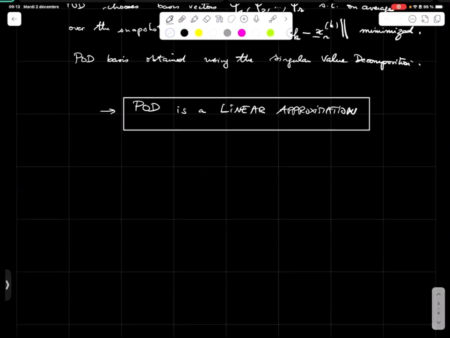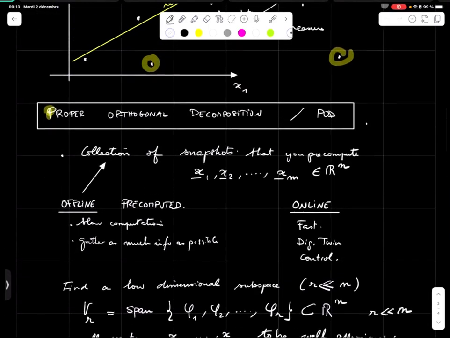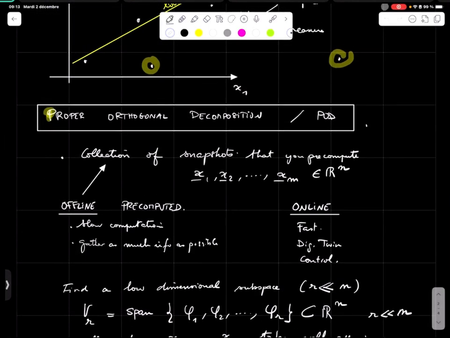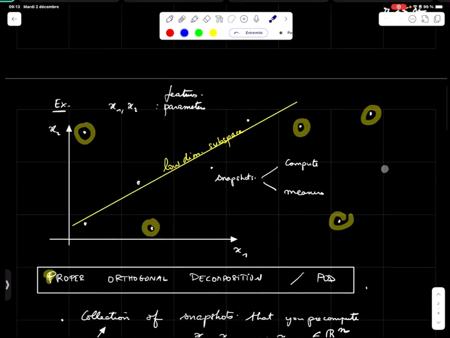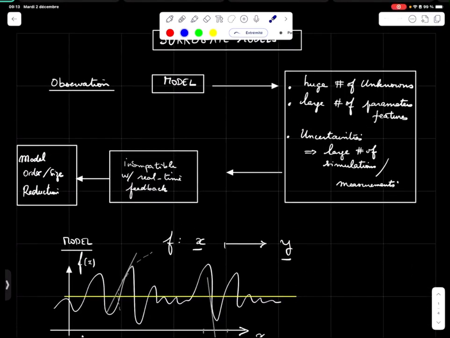So POD is a linear approximation. Let me go back to what I said last time, and don't worry, I'm not going to repeat everything exactly as it was, but I just want to give you a bit of a refresher because it's been a bit of time now. What we started talking about is that we typically start with a problem where we have a model.